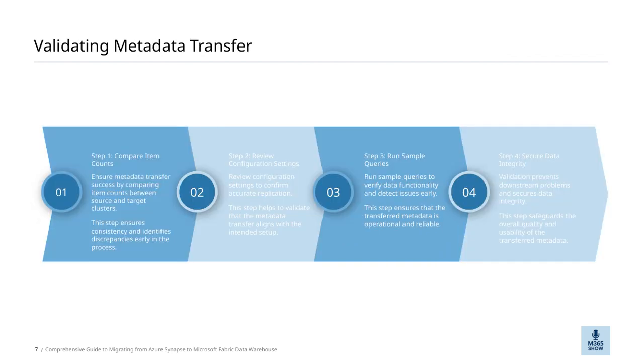Let's talk about validating metadata transfer, which is a crucial step in our migration process. First, we want to compare item counts between the source Azure Synapse environment and the new Microsoft Fabric Data Warehouse. This helps us ensure that all metadata items have been transferred successfully and that nothing is missing. It's a simple yet powerful way to catch discrepancies early before they cause bigger issues down the line.